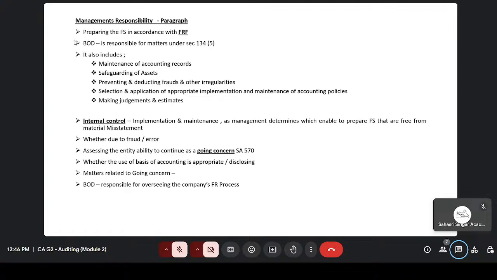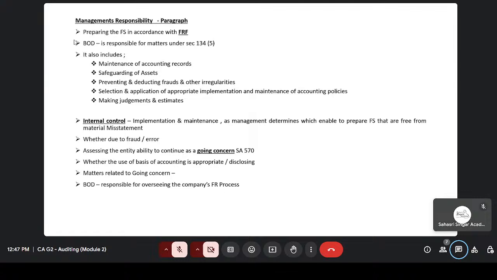You have to ensure the appropriate accounting policies are opted for in preparing the financial statements, making judgments and estimates. So even some transactions are the management's responsibility. At the end of the day, the board of directors is also responsible for all these transactions. Then internal control, implementation and maintenance as management determines, which enables preparing FS free from material misstatement. Most important thing, whether it is due to fraud or error. Because at the end of the day, management's responsibility is preparing the financial statements in accordance with the financial reporting framework.